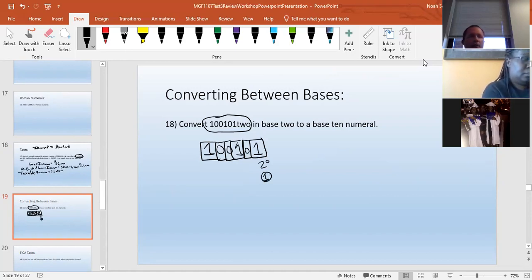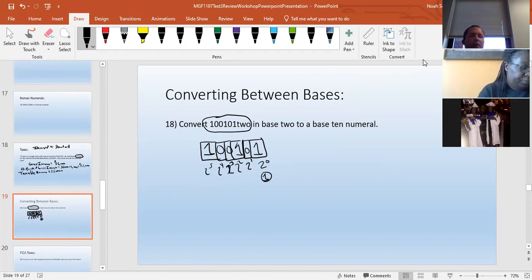Now, the next, these exponents are just going up by 1. In base 10, it's basically 10 to the 0, 10 to the first, 10 to the second, 10 to the third. That's how place value is generated in base 10. In base 2, it's 2 to the 0, now 2 to the 1, 2 to the 2, 2 to the 3, 2 to the 4, 2 to the 5th. The exponents are just going up by 1 each time.